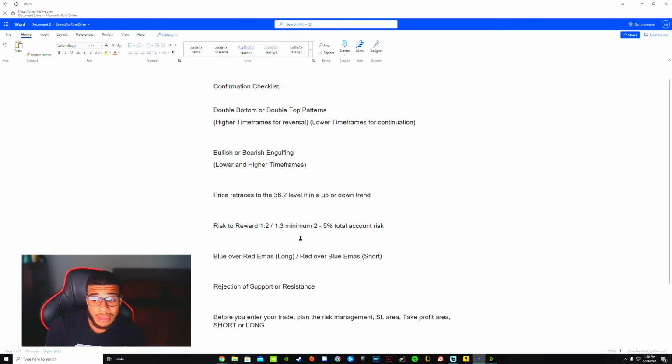And then you want to risk 2 to 5% of your total account. Sometimes you can do more, sometimes I go up to 10%, but you definitely only want to risk 2 to 5%, because say you go on a losing streak. If you're only risking 2 to 5%, let's just say you're going all out and doing 5%, it's going to take a lot of trades for you to actually lose money.